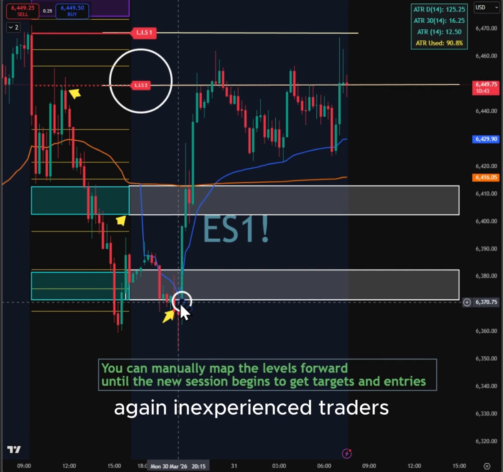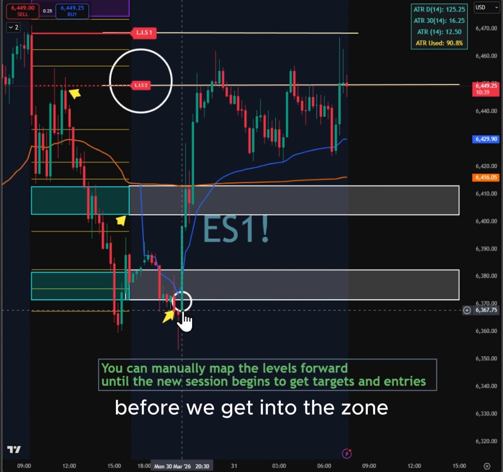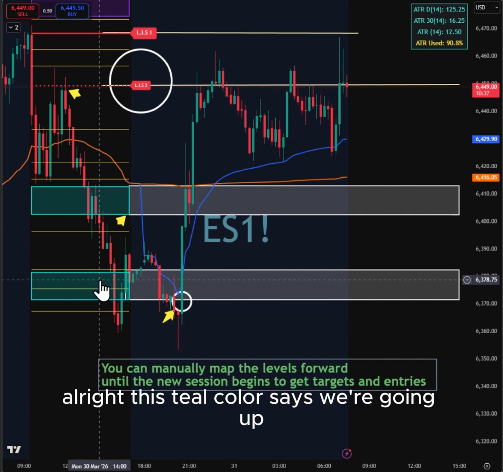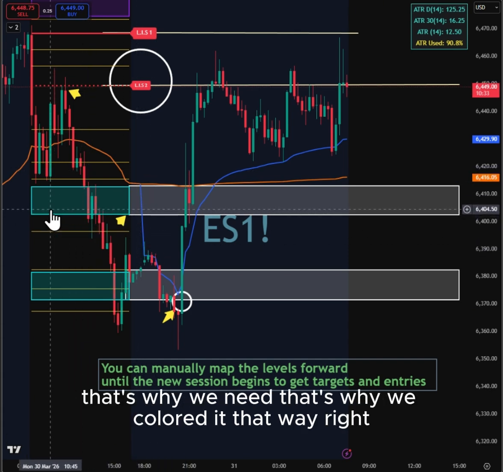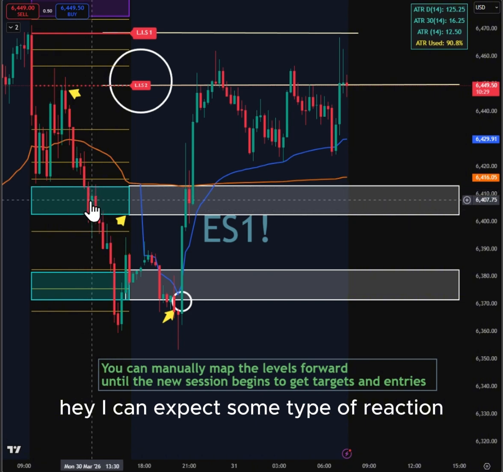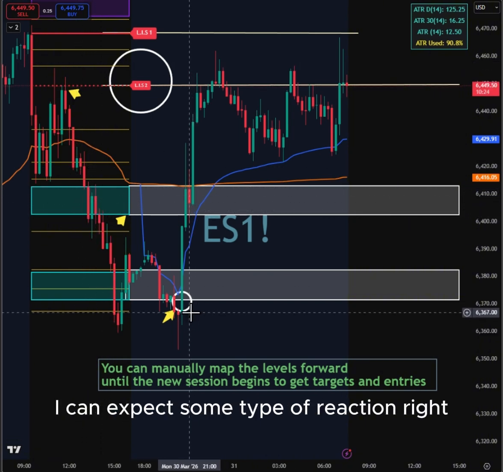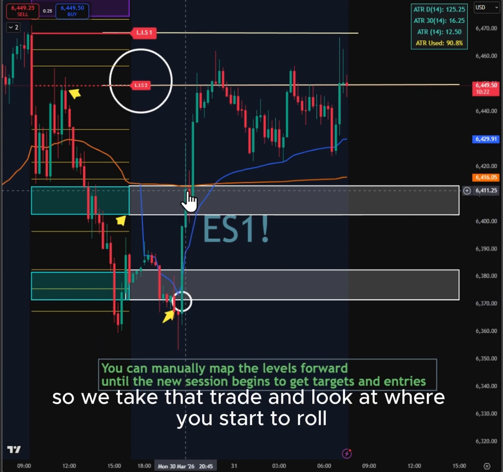Again, inexperienced traders, you are not in here. You would need to be in prior to, before we get into the zone, right? This teal color says we're going up. It says buyers. That's why we colored it that way, right? Just to give you a visual, hey, I can expect some type of reaction. No matter what's happening here, I can expect some type of reaction, right? So we take that trade and look at where you start to roll.